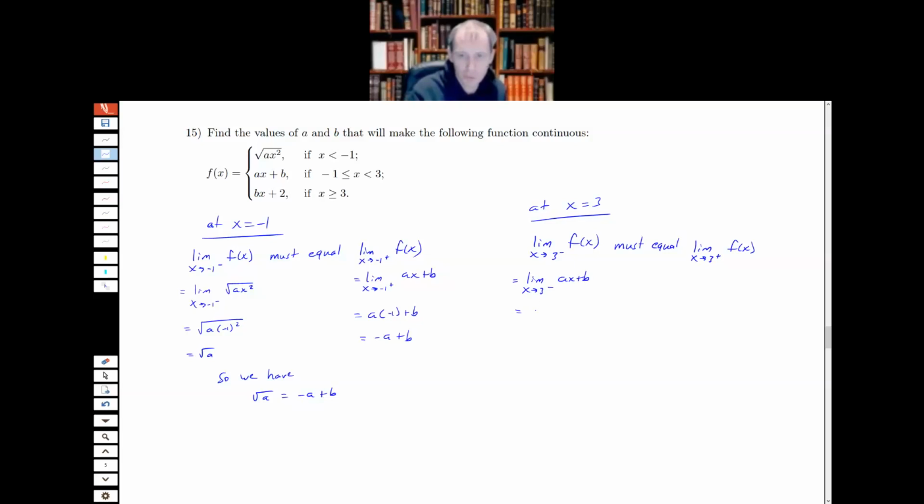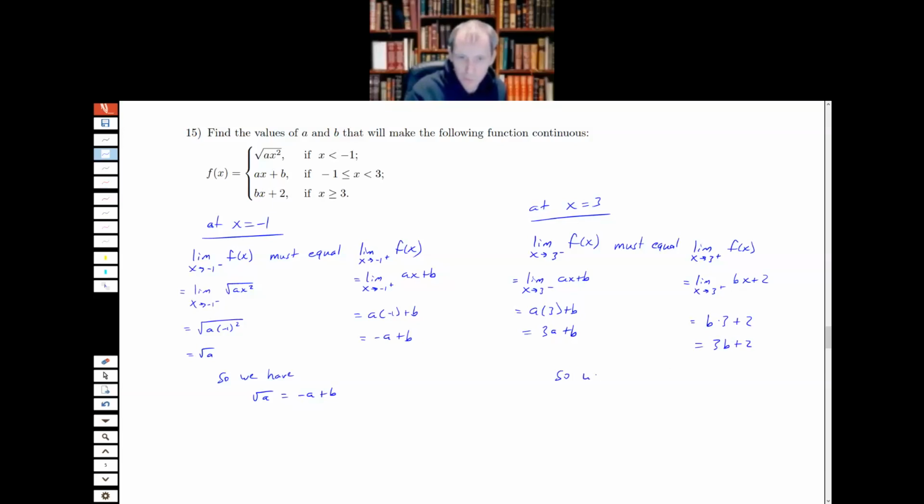And when I do direct substitution, I'm going to get a times 3 plus b, or 3a plus b. If I look at the limit as x approaches 3 from the right, the x values are bigger than 3, so I'm going to use the formula bx plus 2. I evaluate this by plugging in for x. We get b times 3 plus 2, or 3b plus 2.